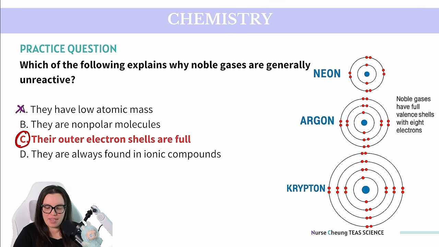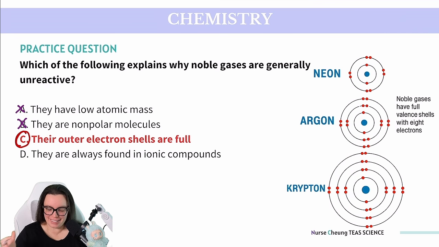Then we have B, they are nonpolar molecules. Again, being nonpolar does not contribute to the lack of reactivity in some molecules. It's just not the fundamental reason behind why noble gases would be unreactive. And lastly, D, they're always found in ionic compounds. So noble gases are never found in ionic compounds.